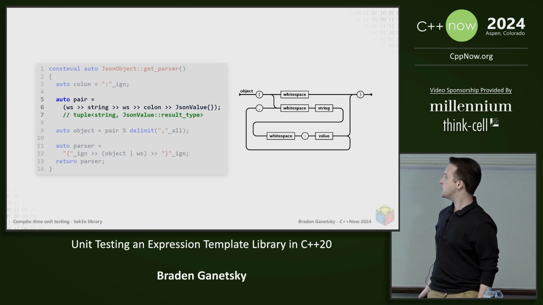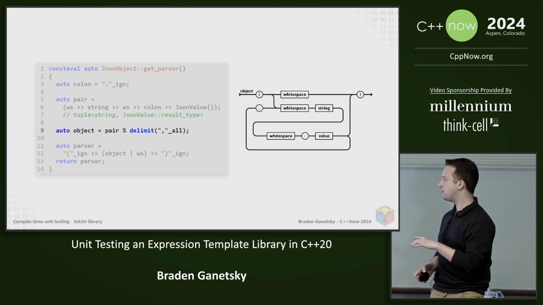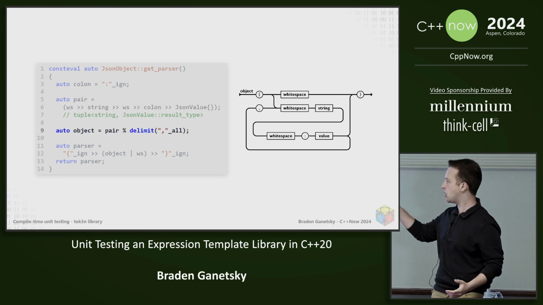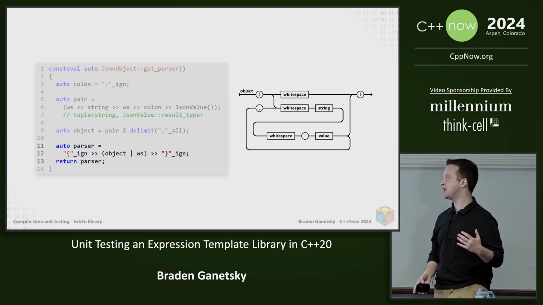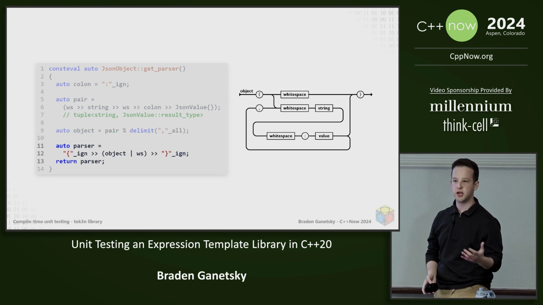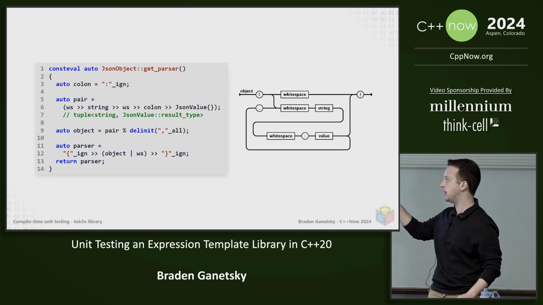So that's quite useful. And then in general, an object is not just a single pair. It's a bunch of pairs delimited by commas. So I go through that in the object. And then the total parser is just a left brace followed by either an object or a white space followed by a right brace. That's it. This is the full implementation. Not hand waving. This is actually checked into my repo.